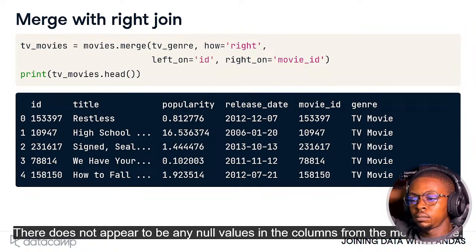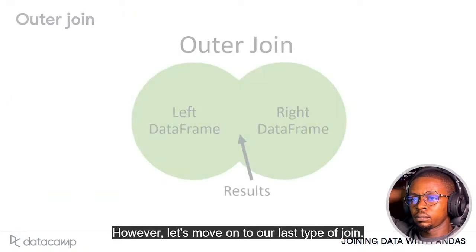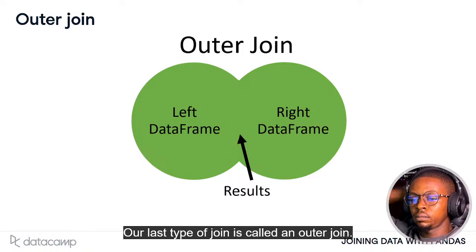There does not appear to be any null values in the columns from the movies table. We could explore this further. However, let's move on to our last type of join. Our last type of join is called an outer join.